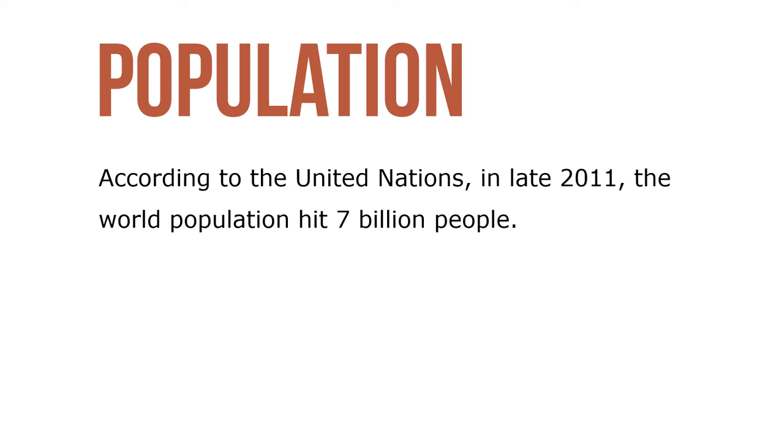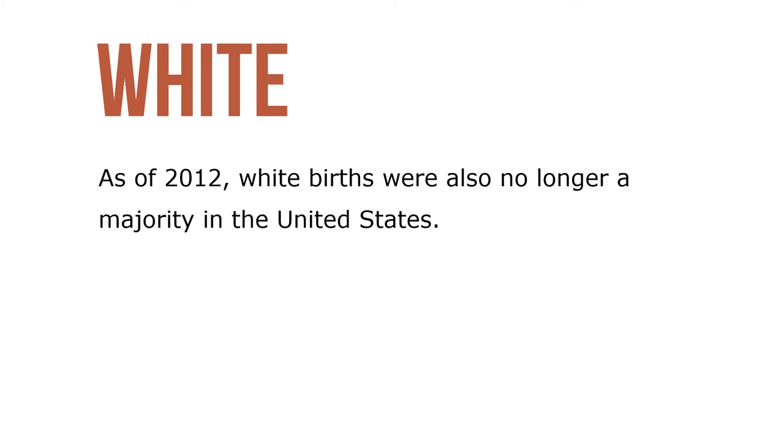According to the United Nations, in late 2011, the world population hit 7 billion people. However, the world Caucasian population is shrinking as more whites die each year than are born. It takes about 2.1 children per woman, the fertility rate, to replace the current generation. But the estimated 2016 fertility rate in the European Union was 1.61, and in the United States was 1.87, while worldwide it's 2.42. As of 2012, white births were no longer the majority in the United States. White women are having fewer children than minorities, while the growth of mixed marriages has led to more multicultural births.